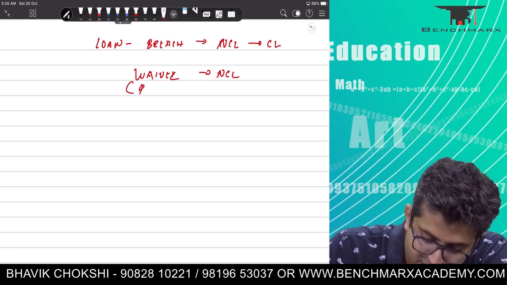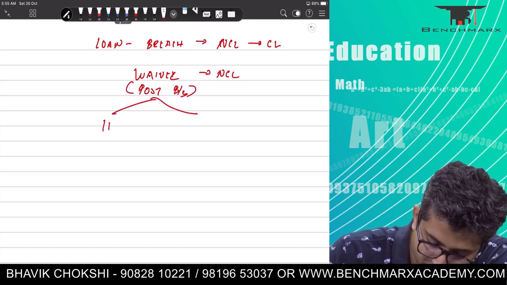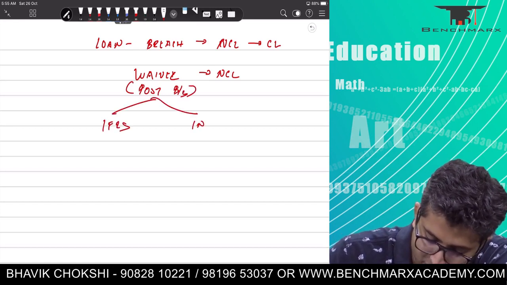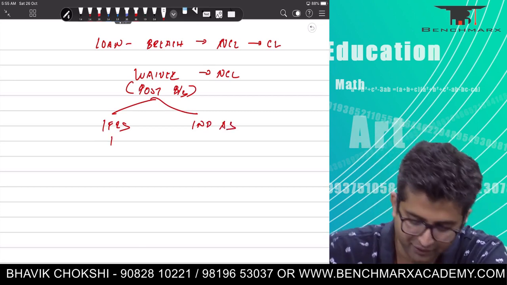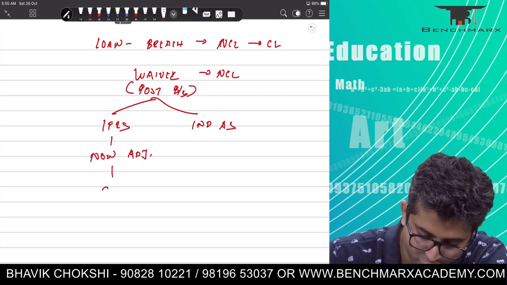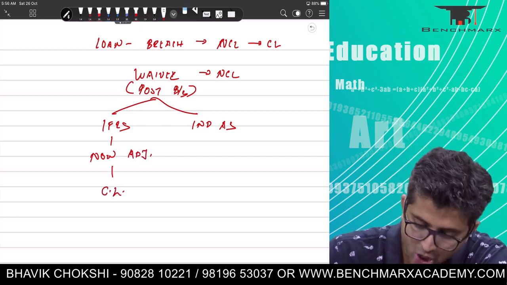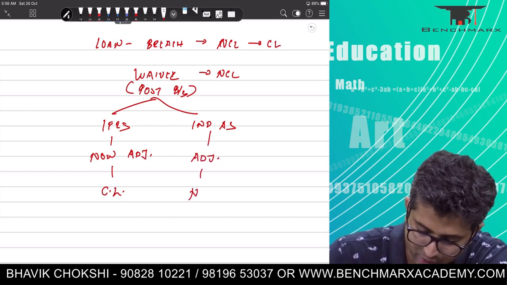But what if the waiver is received in the post-balance sheet period? If you are aware, there is a different treatment between IFRS and Ind AS. This is a carve-out, meaning there is a difference between IFRS and Ind AS. IFRS says it's a non-adjusting event, and hence you will continue showing the loan as a current liability. On the other hand, Ind AS says that it's an adjusting event, and hence it will be shown as a non-current liability.